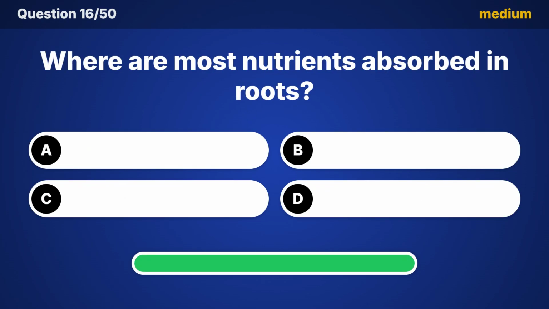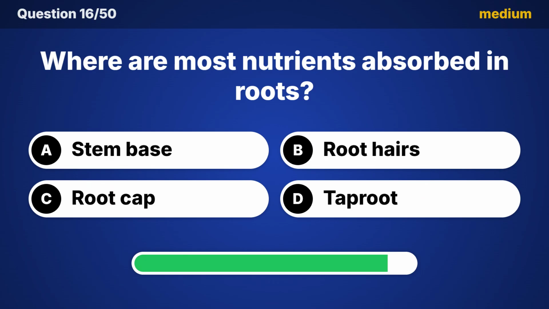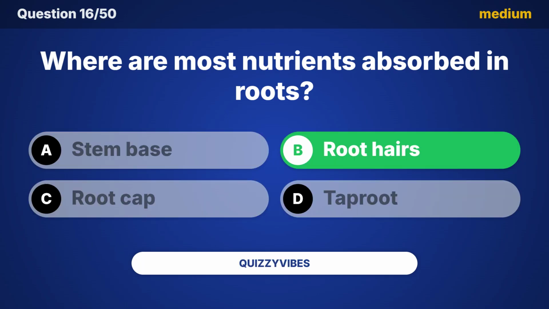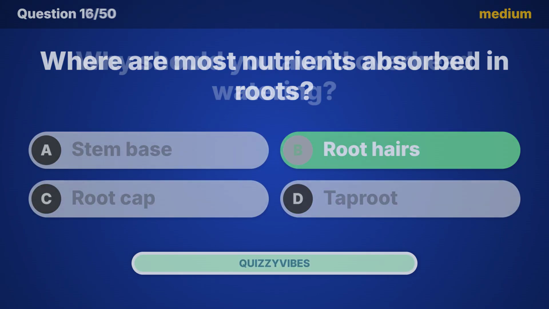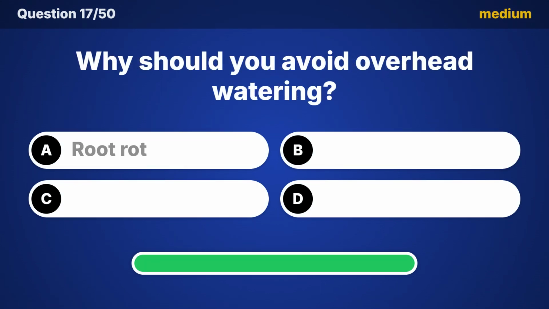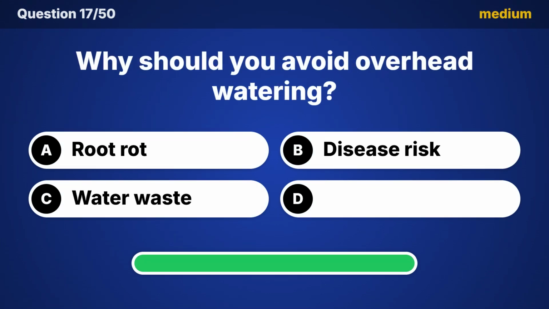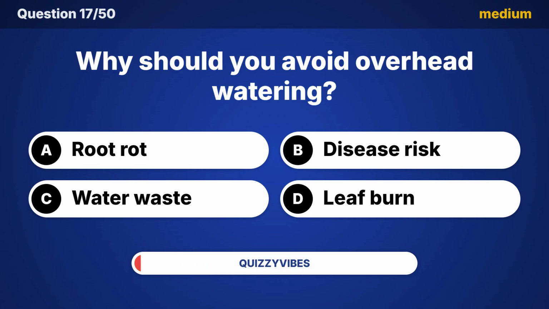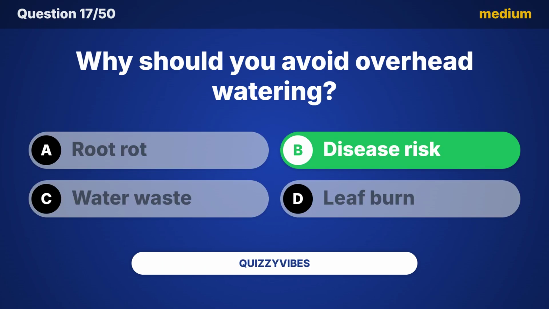Where are most nutrients absorbed in roots? Answer. Root hairs. Why should you avoid overhead watering? The correct choice is disease risk.